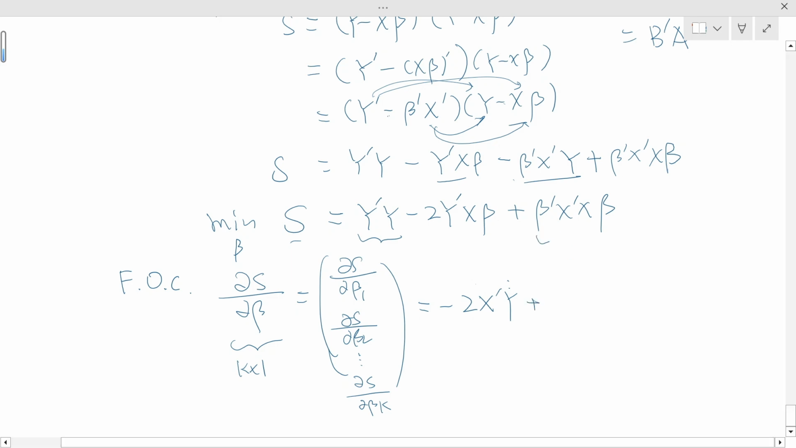And the third term is a quadratic function of beta, so we are going to get 2 x prime x beta. And you should be wondering why. If you are familiar with linear algebra, you should agree here. However, if you are not, I'll show you why. And for the first order condition, set it to 0. Okay, let's see.